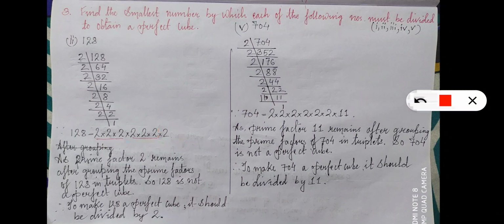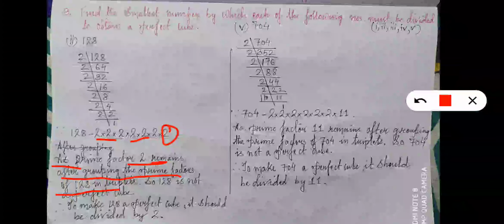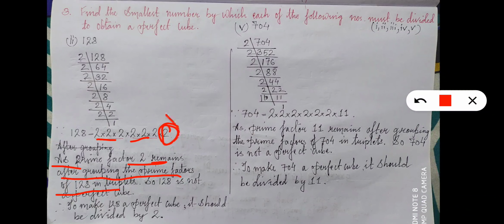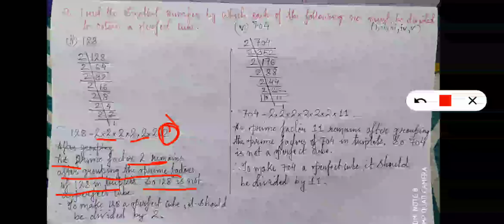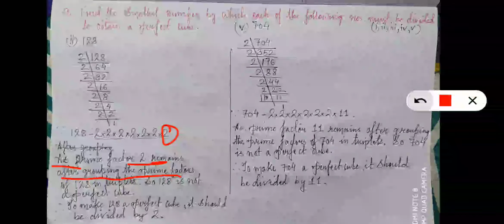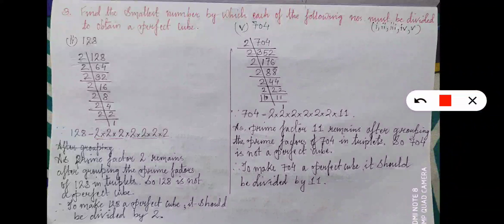So we'll write like this: as prime factor 2 remains after grouping the prime factors of 128 in triplets. All the prime factors of 128 we have grouped in triplets. So what is remaining? 2 is remaining. So 128 is not a perfect cube, isn't it? So to make it a perfect cube, it should be divided by 2. If you divide it by 2, 2 and 2 will get cancelled, so it will be a perfect cube.